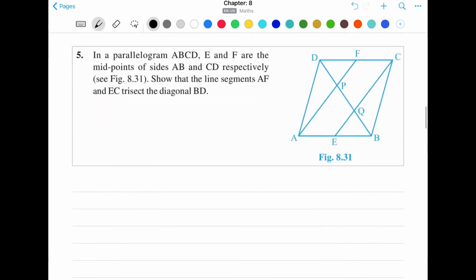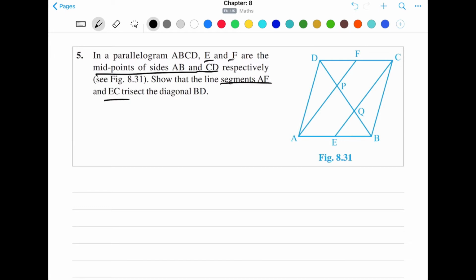Now moving to question number 5. In a parallelogram ABCD, E and F are the midpoints of sides AB and CD respectively. Show that the line segments AF and EC trisect each other. So we have this parallelogram ABCD in which the midpoint of side DC is F and the midpoint of side AB is E. We have joined AF and EC, so we have to prove that they are dividing the diagonal BD into 3 equal parts. Trisect means 3 equal parts, that is DP equals PQ equals QB. That's what we have to prove here.